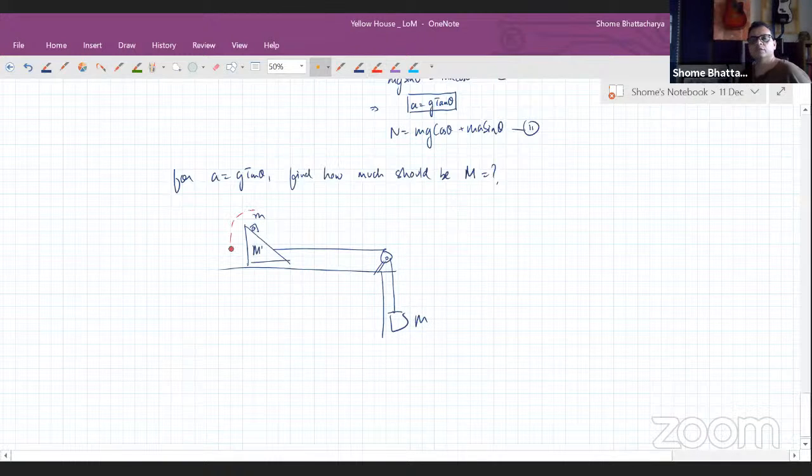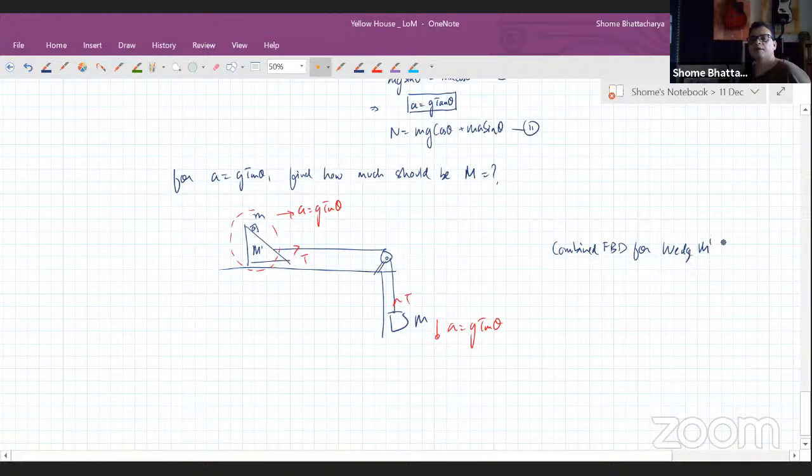This whole system is moving together at a common acceleration of g tan theta. So this should also be going down at the same acceleration of g tan theta. And this, okay. So make the combined free body diagram for the wedge m prime plus the small block m on it. Okay, so this whole thing.